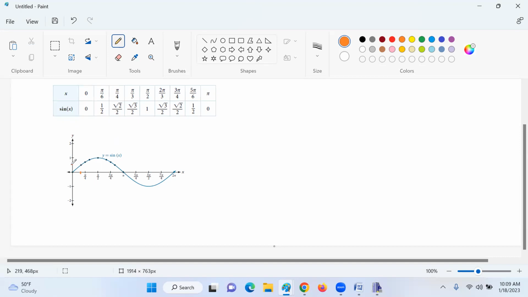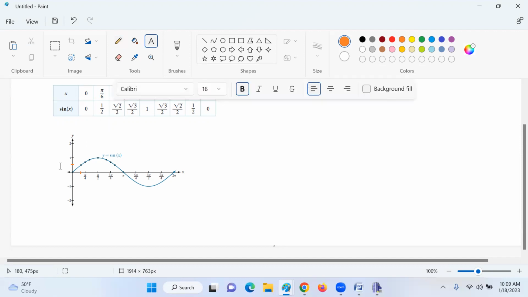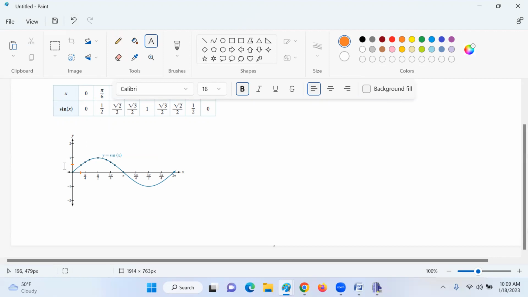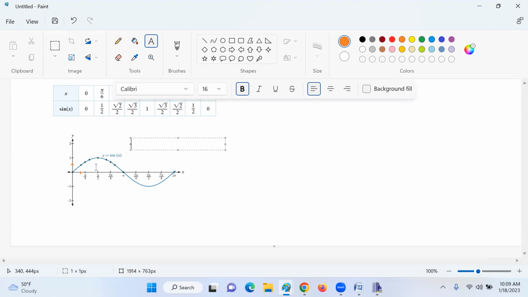Everybody see that? So this is 1/2. Are we good? So this is 0.5. This is pi over 6. And then pi over 4 is around 0.707. And then pi over 3.